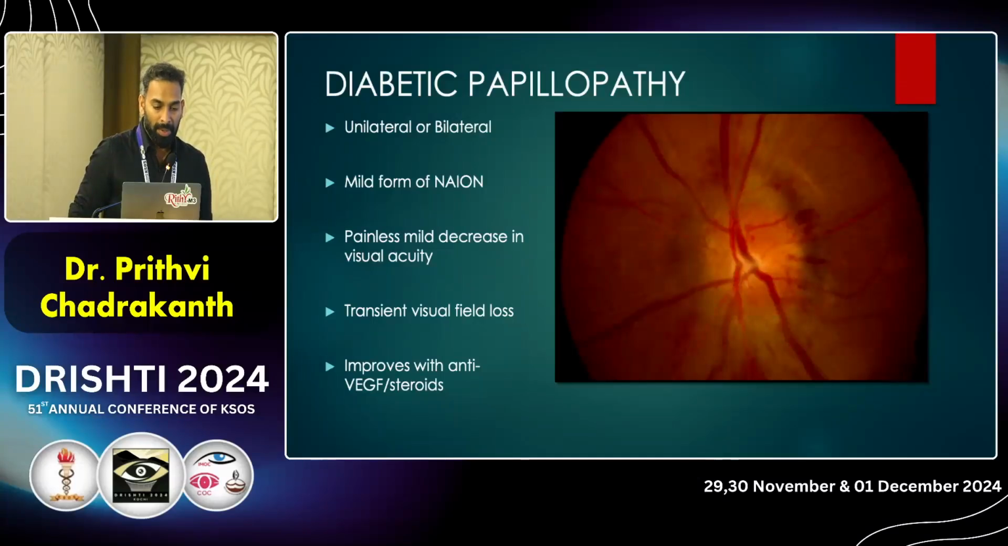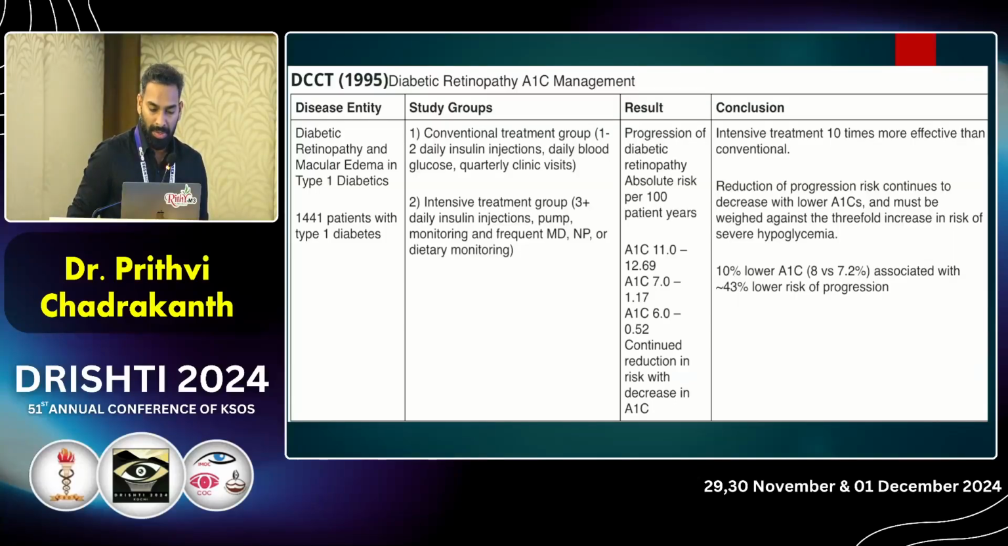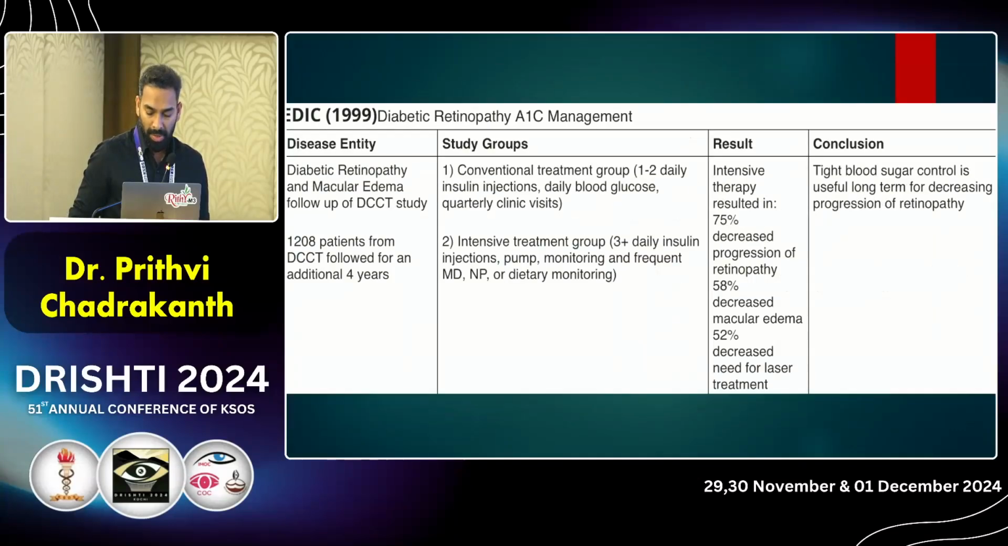So diabetic papillopathy can be unilateral or bilateral. It's a mild form of non-arteritic ION, with a painless mild decrease in visual acuity, and it improves with anti-VEGF and steroids. So there are a lot of other landmark studies. The DCCT tells us that intensive treatment is much more effective than conventional, and HbA1c should be monitored well.